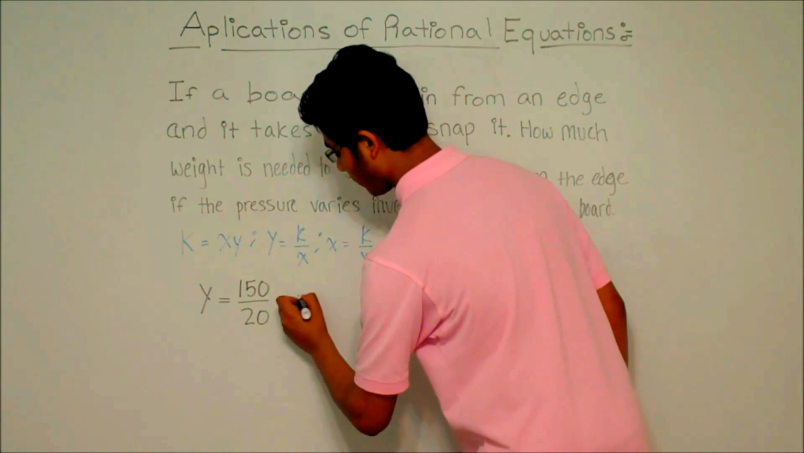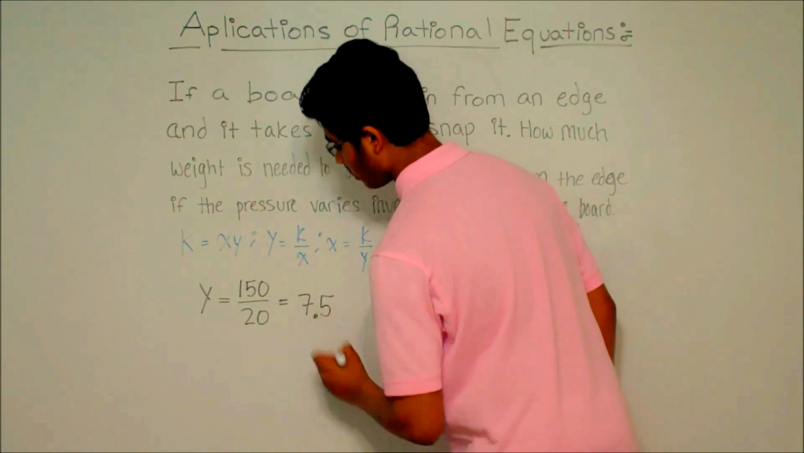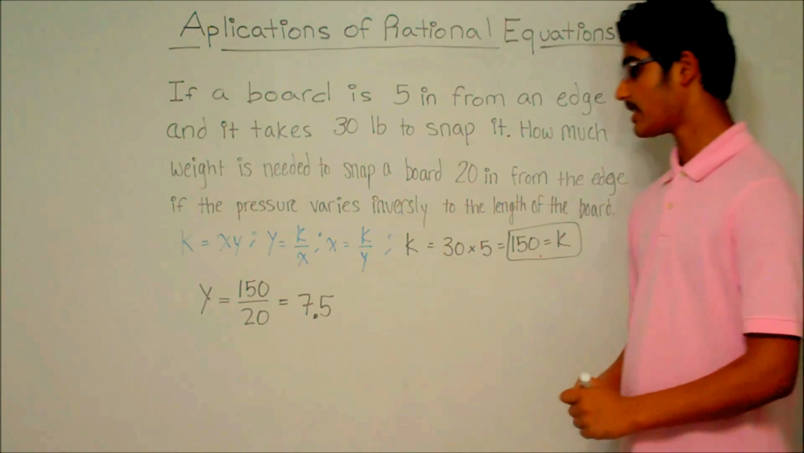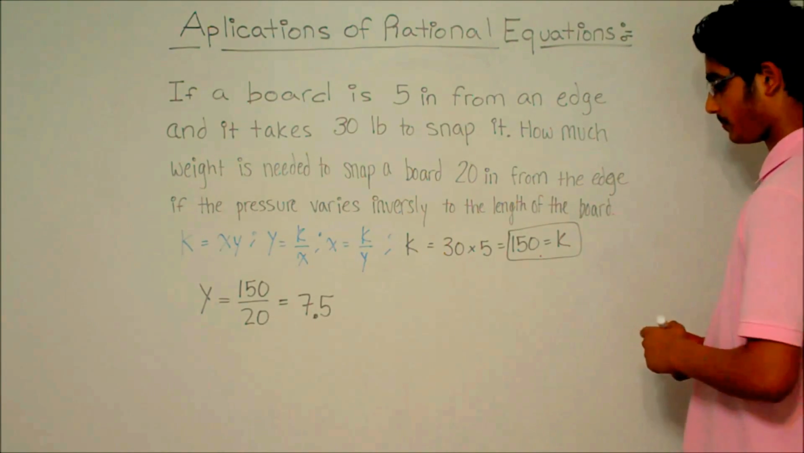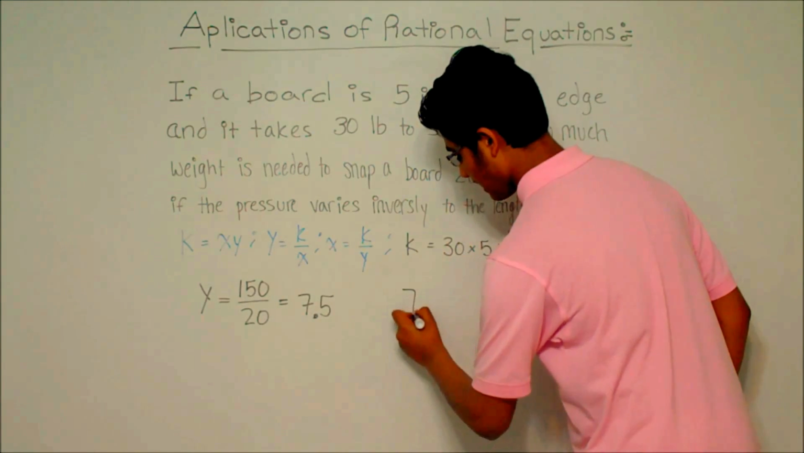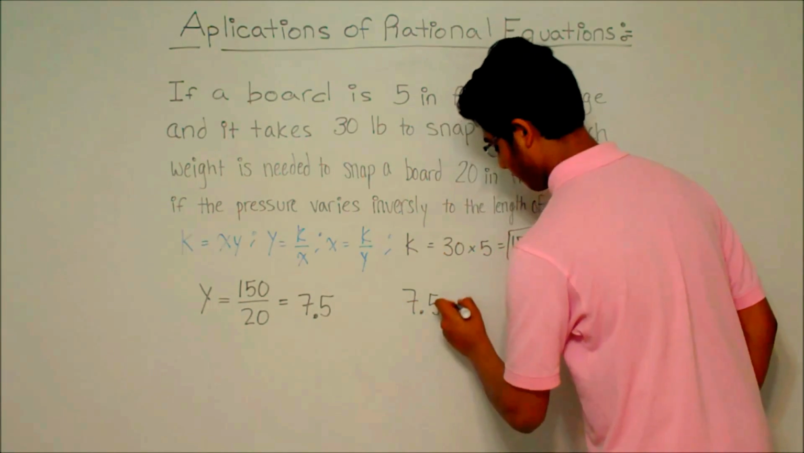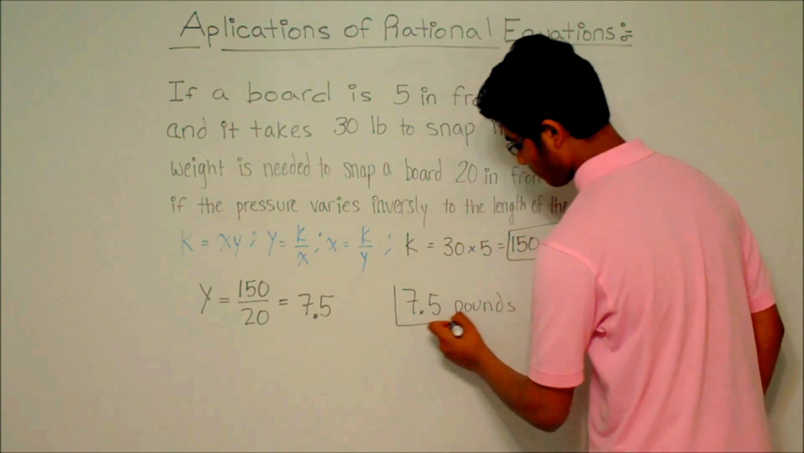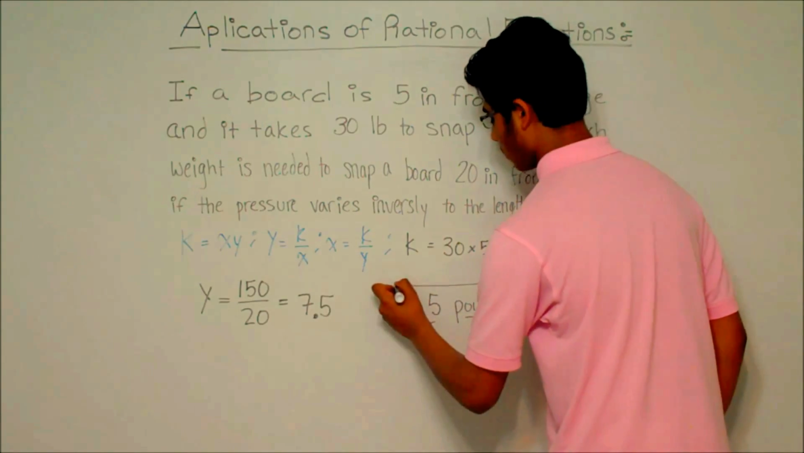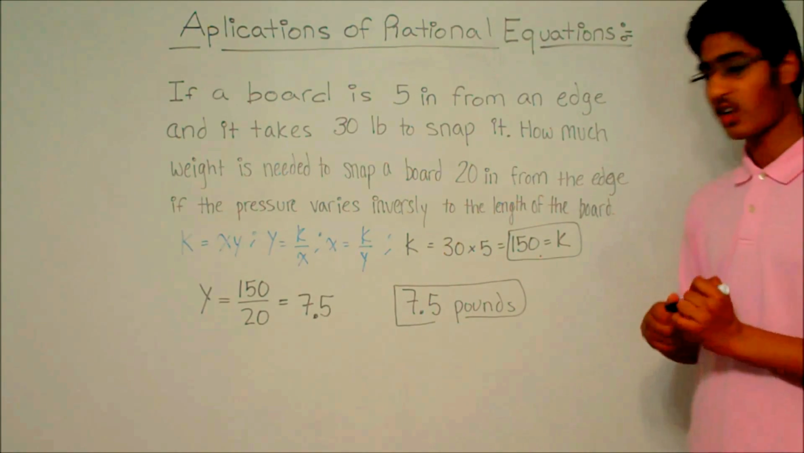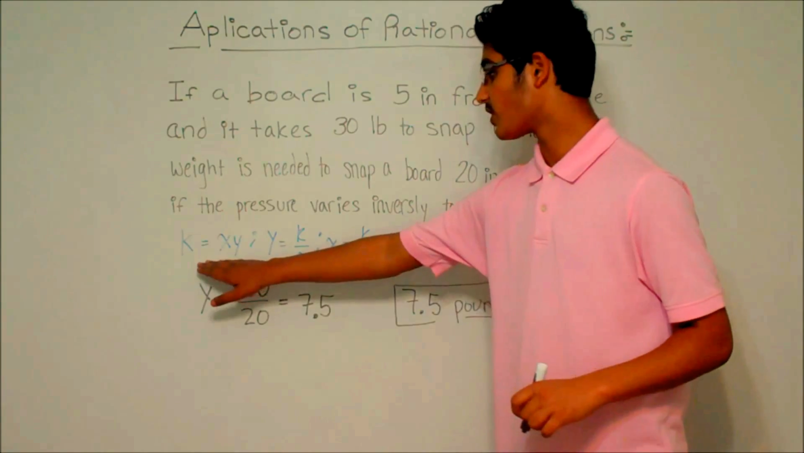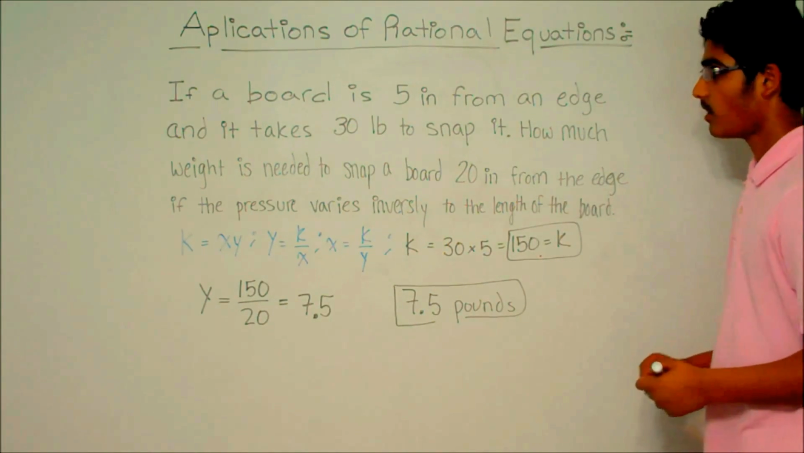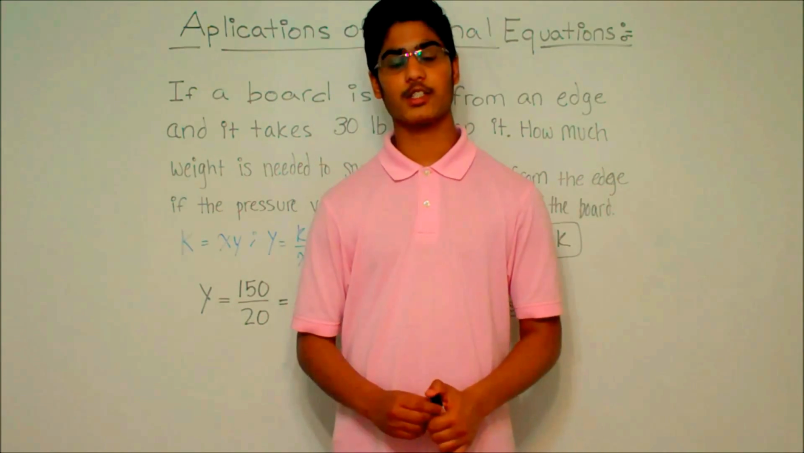So 150 over 20 is 7.5. So here, in this problem, 7.5 pounds is how much is needed to snap a board 20 inches from the edge. So the answer to this problem is 7.5 pounds. As we can see, a rational function can also be called inverse variation, because as x becomes bigger, y becomes smaller. Today we learned about applications of rational equations.